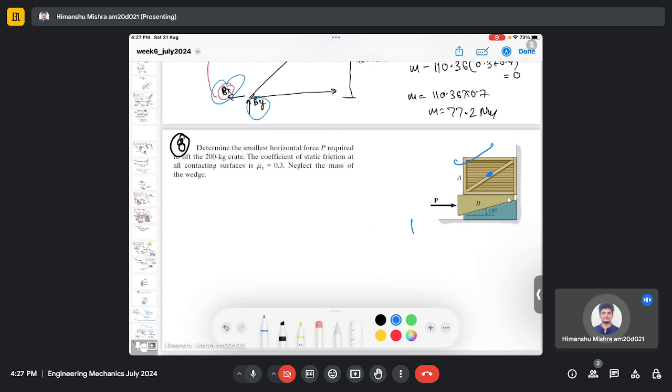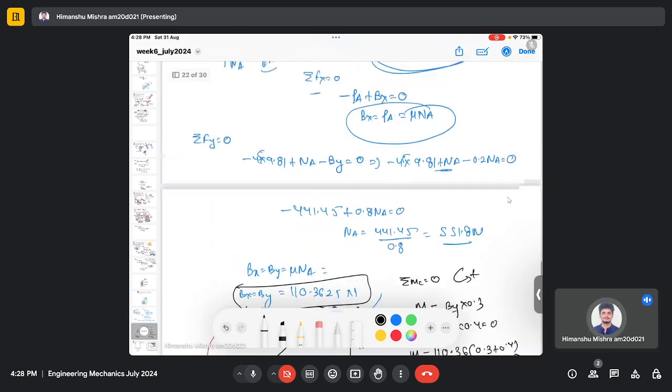So let's consider first body 1, and just to recap here again in case you have missed out, in the wedge problem we are given multiple bodies which are in contact with each other. So instead of considering the whole system, we take each body separately, draw the free body diagram, and then do the force and moment balance analysis. The same thing we have done in the previous question here.